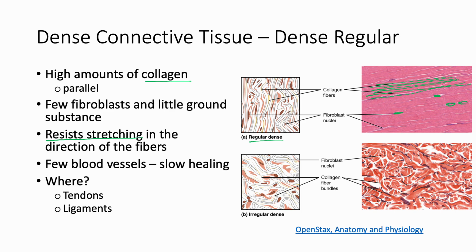Where might we find this tissue? Well, in tendons and in ligaments. And we'll talk about tendons and ligaments more when we get to talking about our muscular and skeletal system. But for now, tendons are what connect muscles to bones. And ligaments are typically going to connect bones to bones.